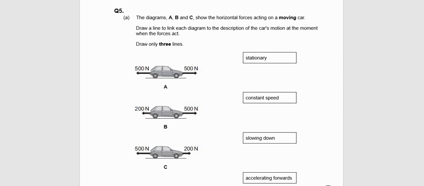Now, because there is a backwards resistive force due to friction and air resistance, that means the car must be moving. So it is not stationary, it will move at a constant speed. A, constant speed. B, there is a resultant force in the forwards direction, so it's accelerating forwards. C, there is a resultant force in the backwards direction, so it is slowing down.